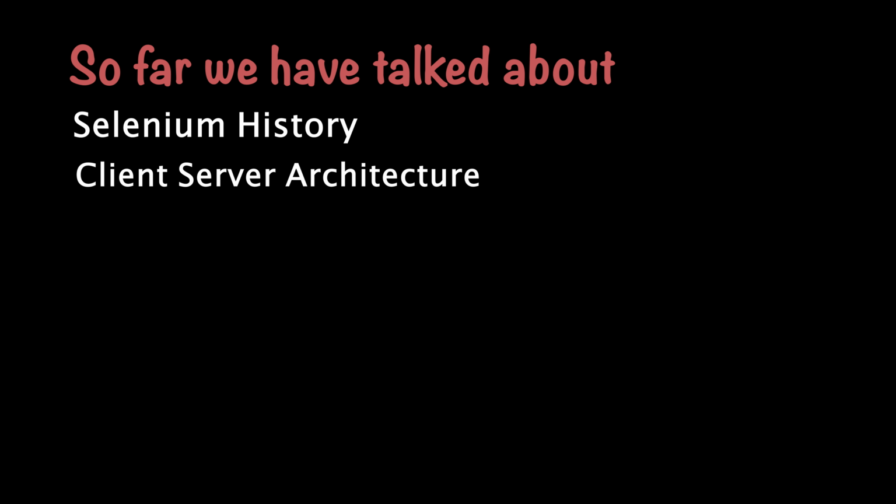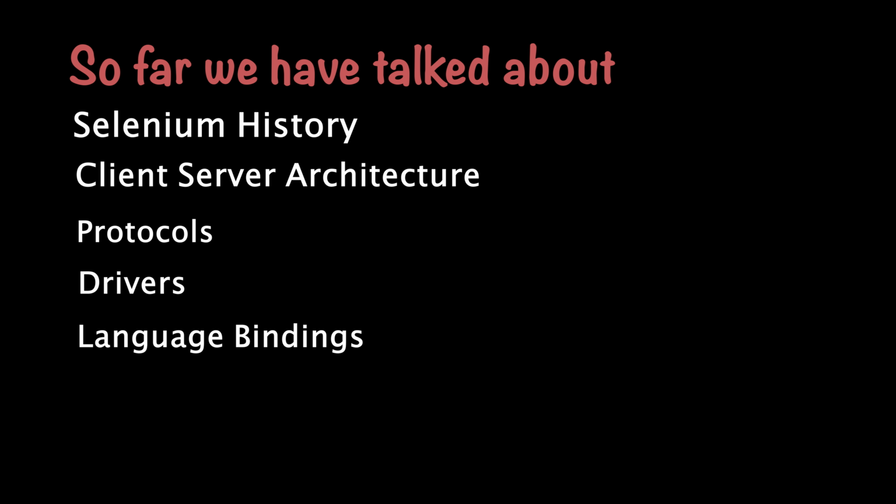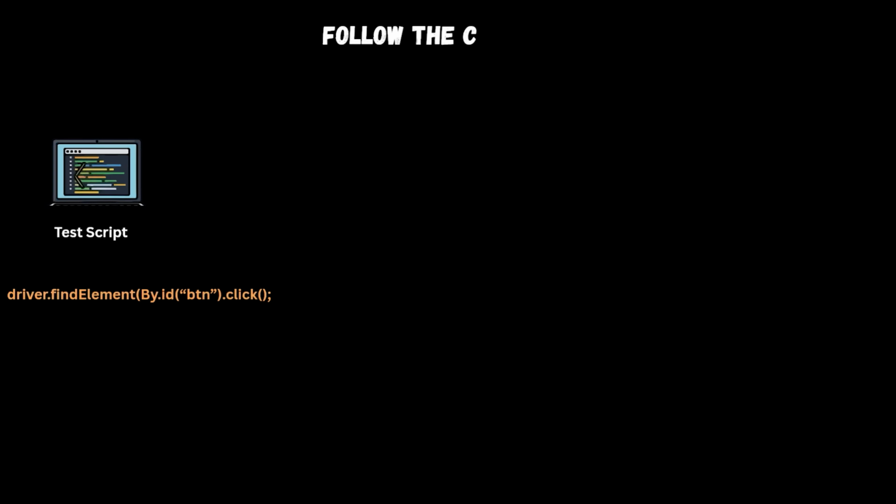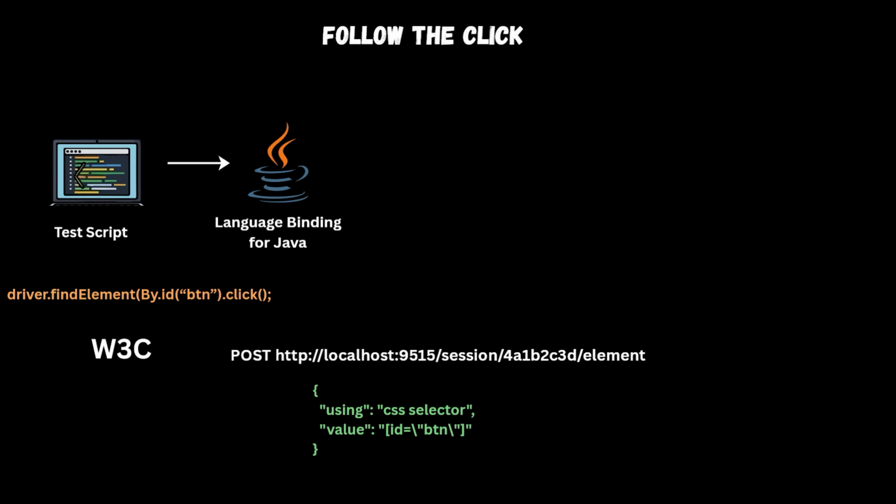So far we have talked about Selenium history, client-server architecture, protocols, drivers, language bindings, and Selenium Grid. Now, let's put everything together. Let's follow a single click from our code all the way to the browser and back. So, let's come to the same code. At this point, nothing has happened inside Chrome yet. This is just Java code executing inside your JVM. The Java bindings now translate this method call into a WebDriver command. Remember, browsers don't understand Java. They understand WebDriver requests. The binding packages the command into an HTTP request and sends it to the browser driver.